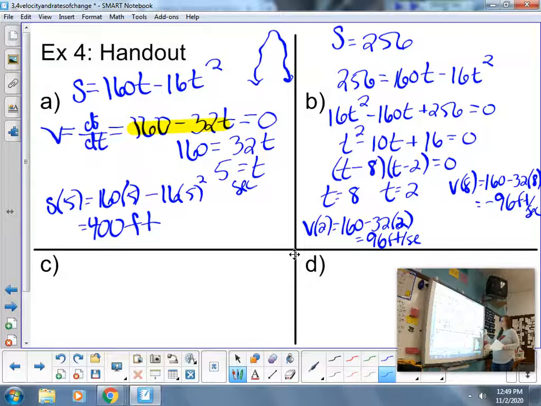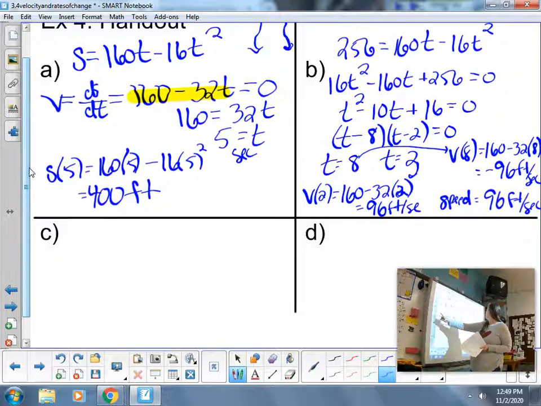So at 2 seconds, the velocity is going to be 96. At 8 seconds, it's going to be negative 96. Your speed is just going to be the 96 feet per second. So again, your speed is the absolute value of velocity.